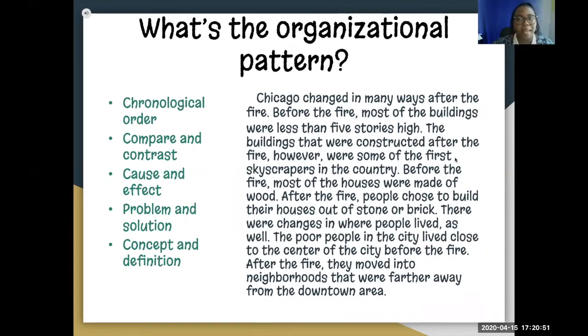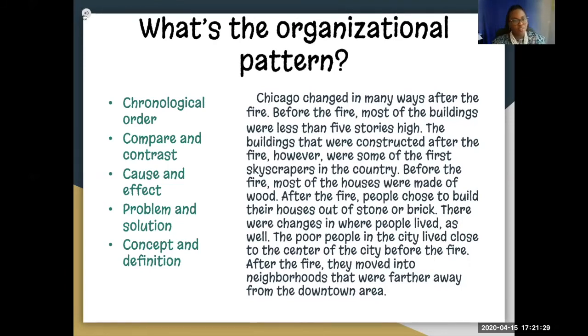Chicago changed in many ways after the fire. Before the fire, most of the buildings were less than 5 stories high. The buildings that were constructed after the fire, however, were some of the first skyscrapers in the country. Before the fire, most of the houses were made of wood. After the fire, people chose to build their houses out of stone or brick. There were changes in where people lived as well. The poor people in the city lived close to the center of the city before the fire. After the fire, they moved into neighborhoods that were farther away from the downtown area.